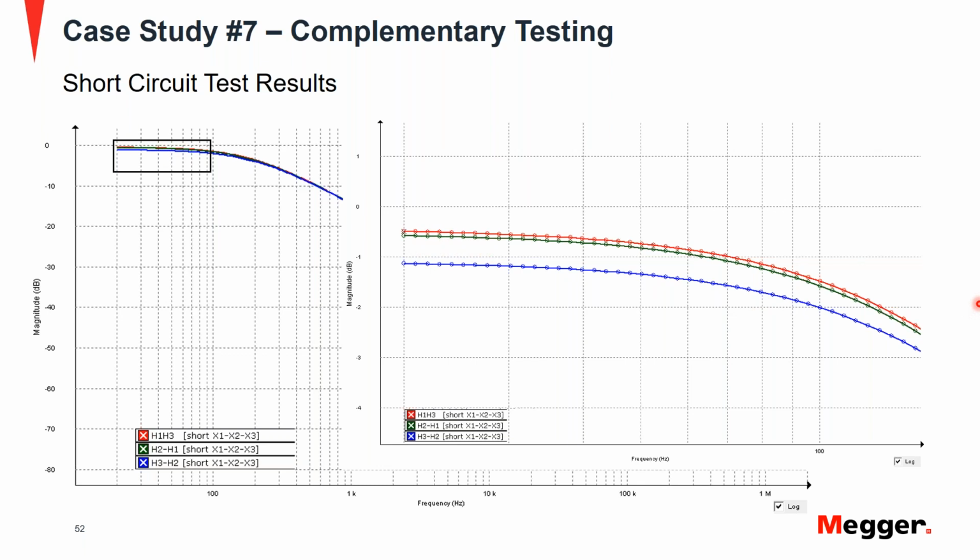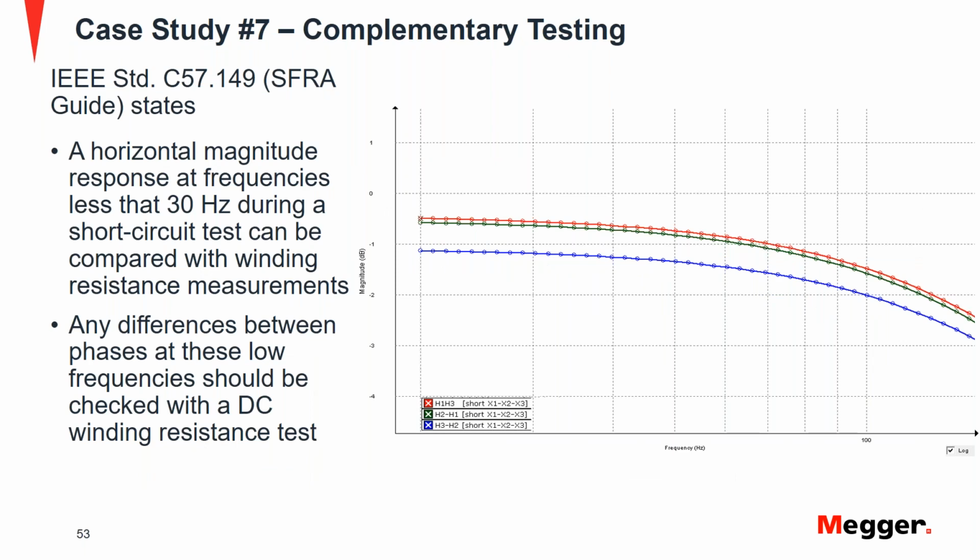So this was intriguing, and we started to troubleshoot and understand that we already have winding resistance and excitation current that are giving us an indication of a potential issue. And we also performed SFRA short circuit tests, and we found this response. Now, if you review the IEEE guide on SFRA, that is IEEE standard C57.149, it states that if your frequency response at less than 30 hertz has a horizontal nature, that response can be compared with winding resistance measurement. And if there is any difference between the phases at such low frequencies, it is recommended that you perform a winding resistance test to confirm what you're seeing.